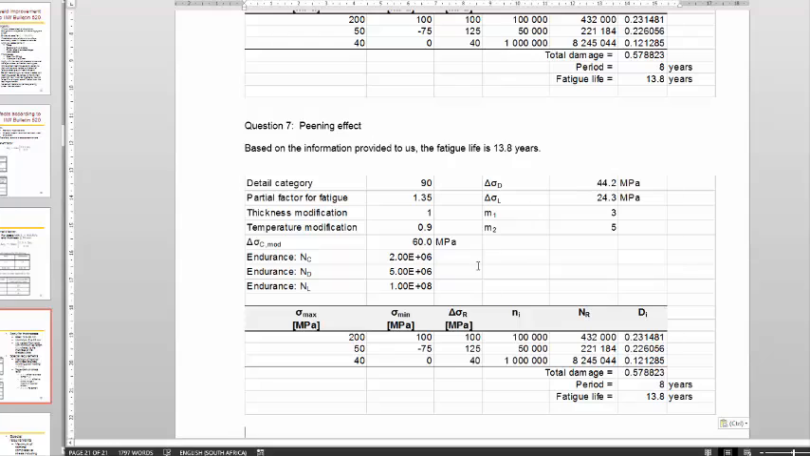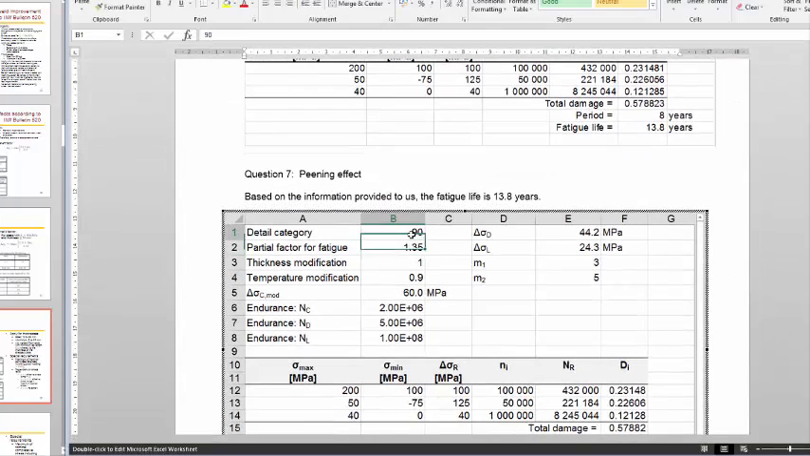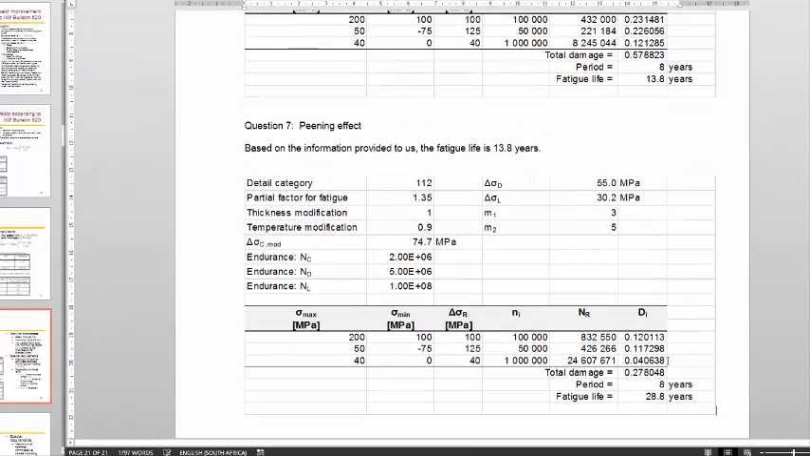Now, to consider the effect of peening, I must first look at that 90 because it's the fatigue class that can move up and down. Now, in this case, it will be equal to the maximum. So the value that we will have here is equal to the minimum of 90 times 1.3 and 112. And in that case, you will see it works out at 112, and everything else stays the same. And you can see if you peen, you increase the life to 28.8 years. So we can have a substantial benefit.